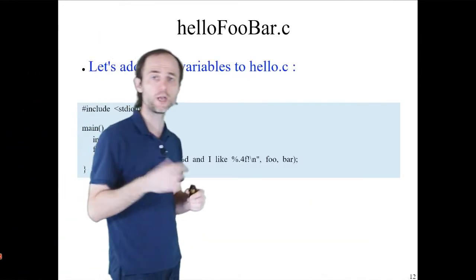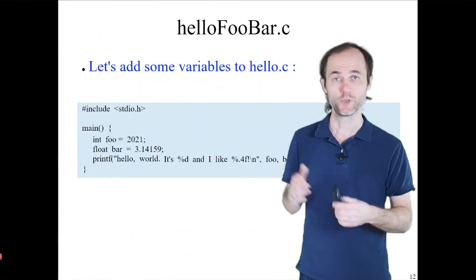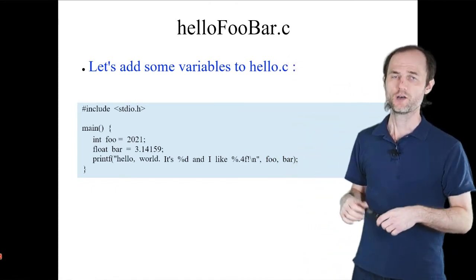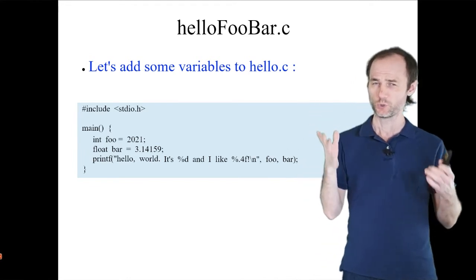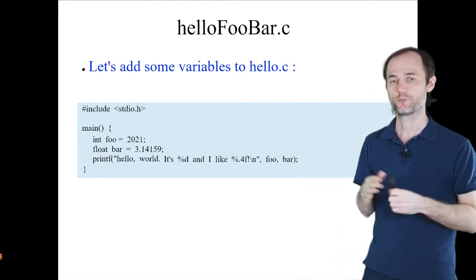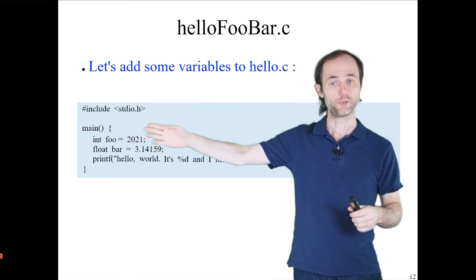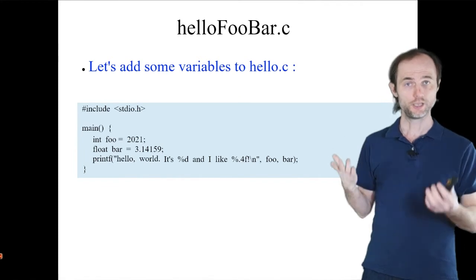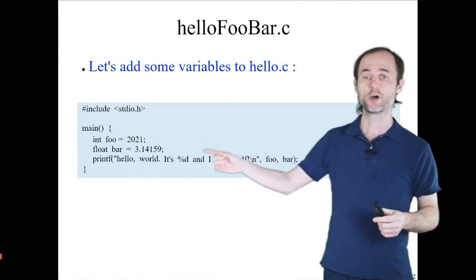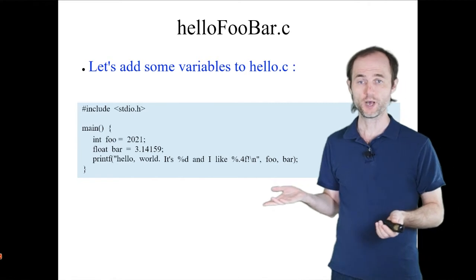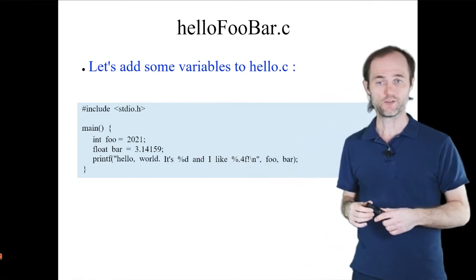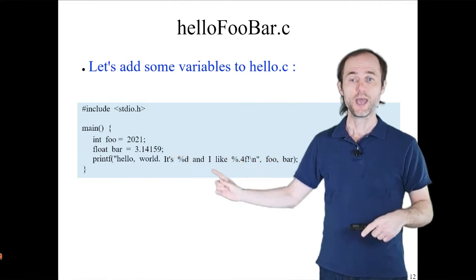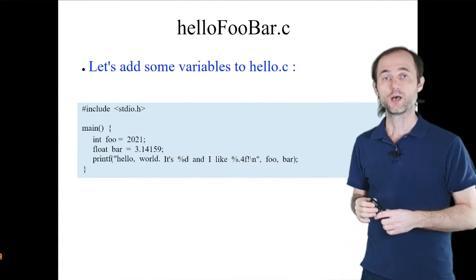So let's take a look at another example where we can actually use the variables, and we'll call this example hello_foobar.c, very descriptive clearly. So this will be an extension of hello.c with the variables. The beginning is similar enough, but now we can create two variables, foo and bar. Foo will be an integer equal to the current year, 2021, and bar will be the first few digits of pi, 3.14159.